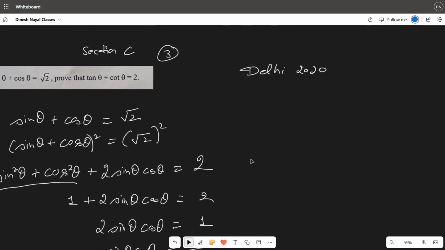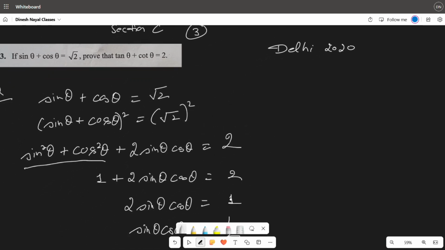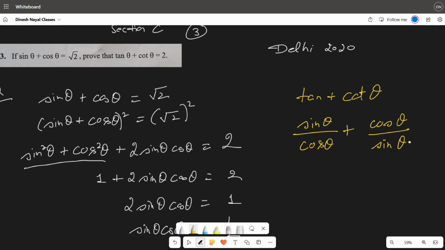Now what we have to prove? We have to prove that tan theta plus cot theta is root 2. Okay, so see, tan theta can be written in the form sin theta by cos theta, and cot theta you can write as cos theta by sin theta. Now if you take the LCM, it will be sin theta cos theta, and this is already cos theta, sin and sin, this will be sin square theta, plus sin theta is already there, cos and cos, this will be cos square theta.